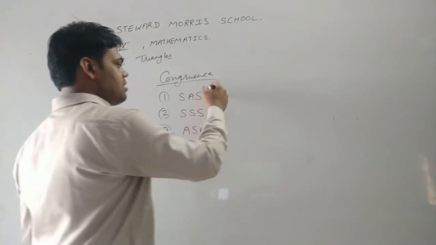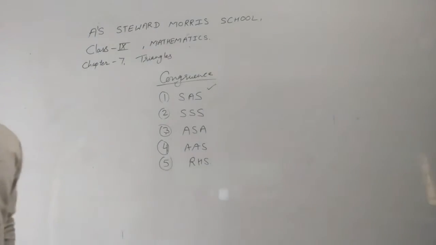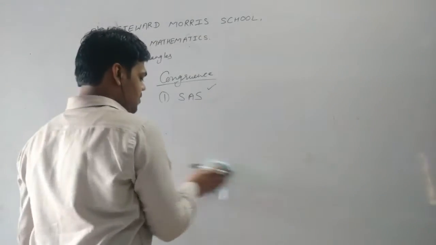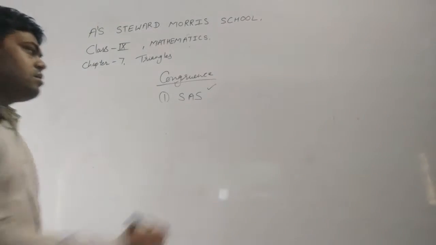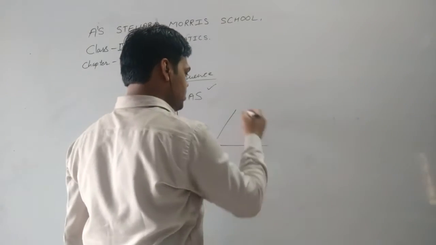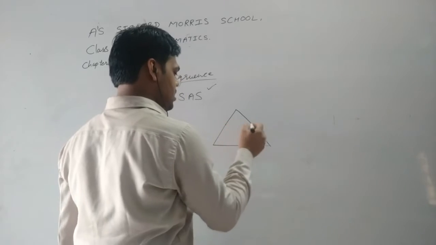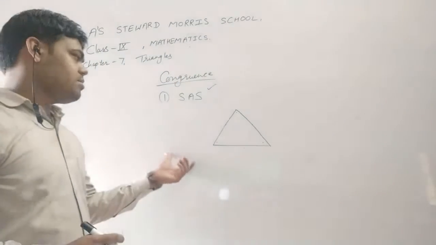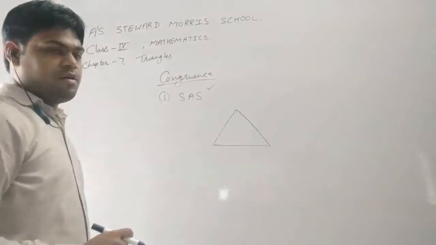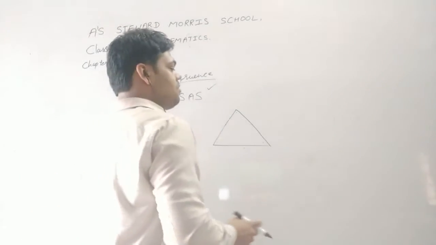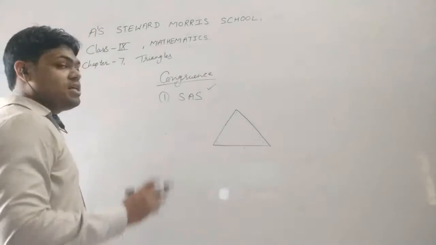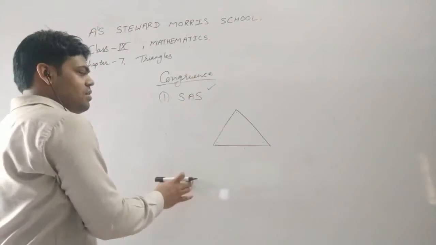The first one we are discussing is SAS. What is SAS congruency here? See here, the first condition: in a triangle there are 6 parts. The first three are sides, and these three are angles. In these 6 parts, if 3 parts are equal to 3 parts of the second triangle, then they are congruent, but there should be a specific condition related to these 5 conditions.